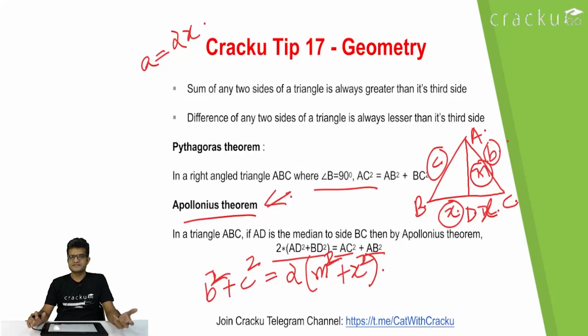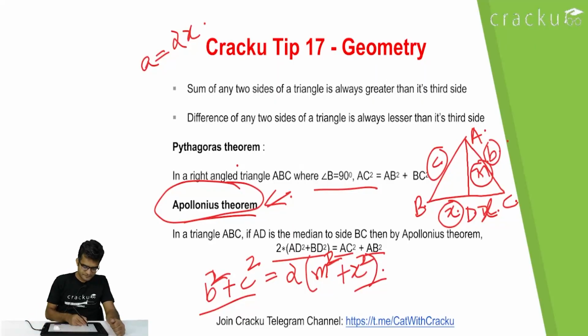Now in most cases you will be given the lengths of the three sides of the triangle and you are asked to calculate the length of a median. You can easily substitute them in a, b and c and calculate the value of m. This is the Apollonius theorem. Let us look at the next question.